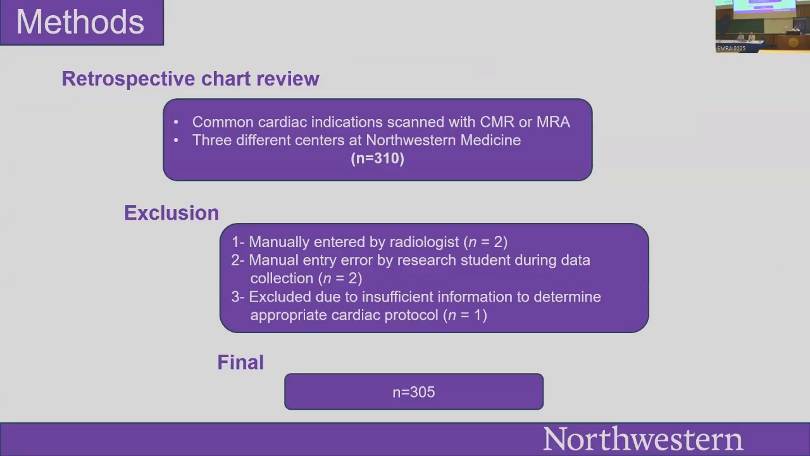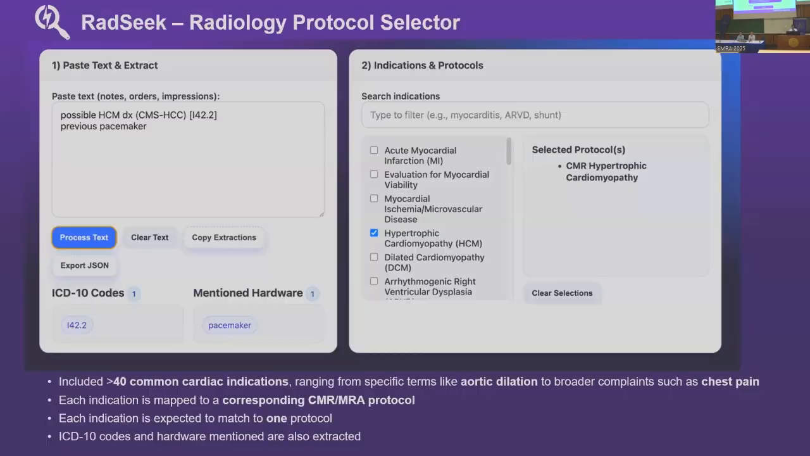So we performed this using a retrospective chart review of about 1 to 2 weeks of cardiovascular MR work at 3 of the locations on the downtown Northwestern Medicine campus, resulting in a total of 305 protocols, of which 5 were excluded. So the final number was 305. This is the tool itself. It was coined RADSeq by Dr. Klein.